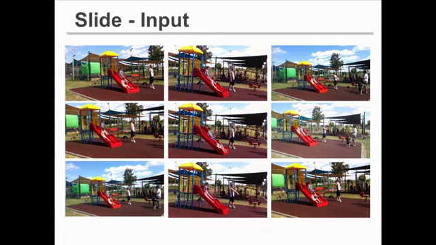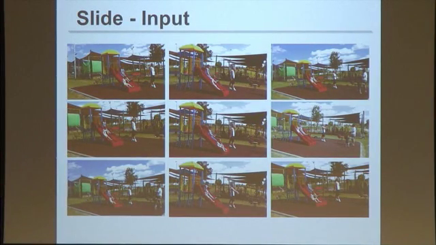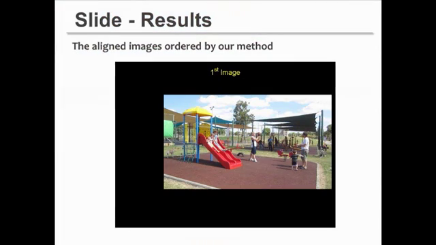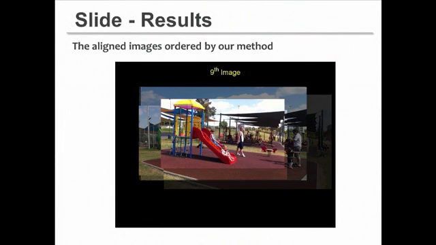Here is another example, the same setup. In this case, look at the little girl on the slide. You'll see it's her location. That will give you an indication of how well we're doing it. Okay, and again. So we're recovering the correct temporal order here.